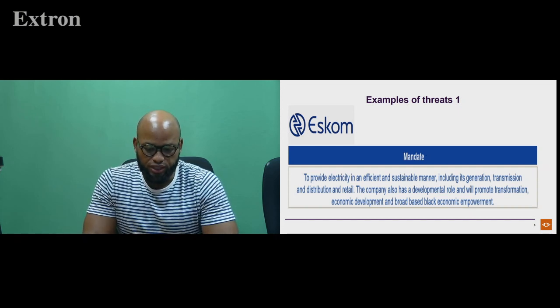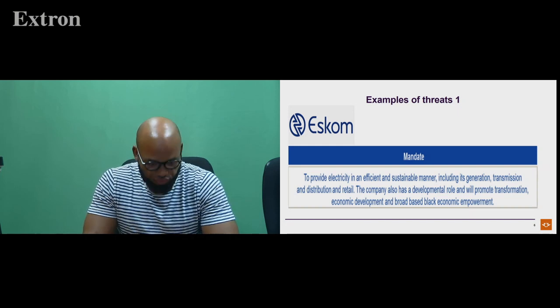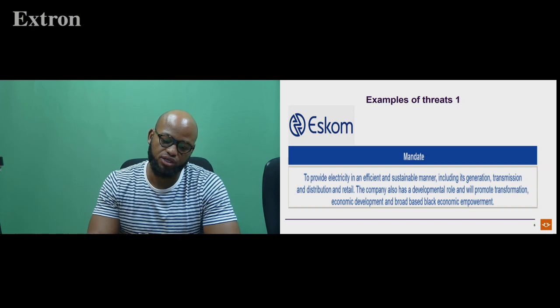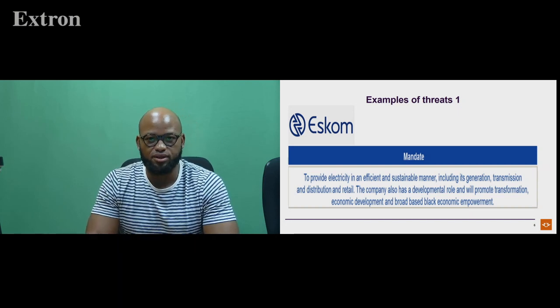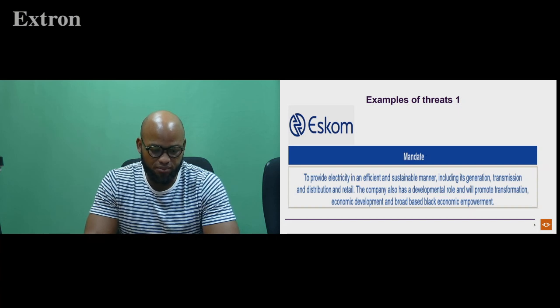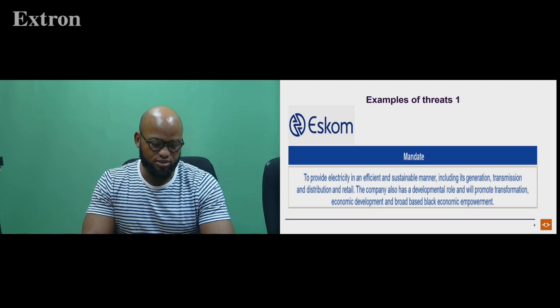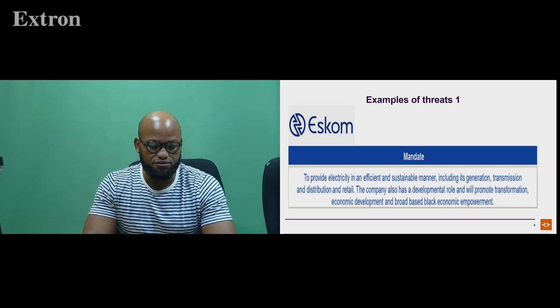Including electricity generation, transmission, distribution, and retail. So that's just the process by which electricity ends up in our houses. They want to provide it in an efficient and sustainable manner. The company also has a development role, promotion, transformation, and so on. The main thing that I want to focus on is that first sentence.